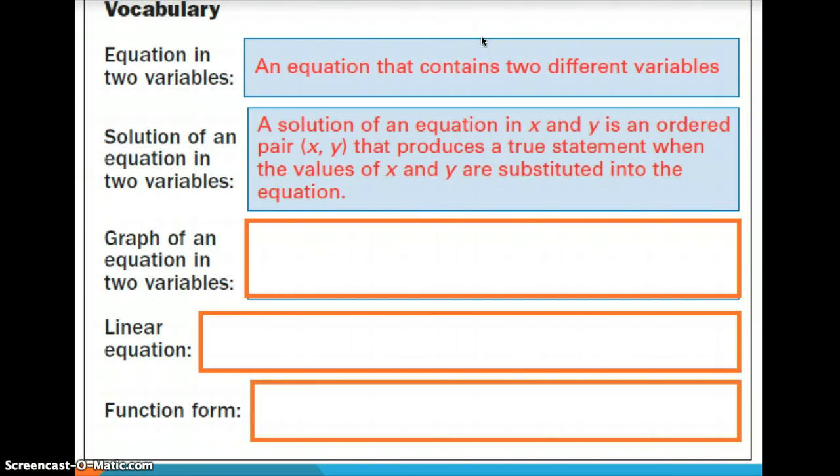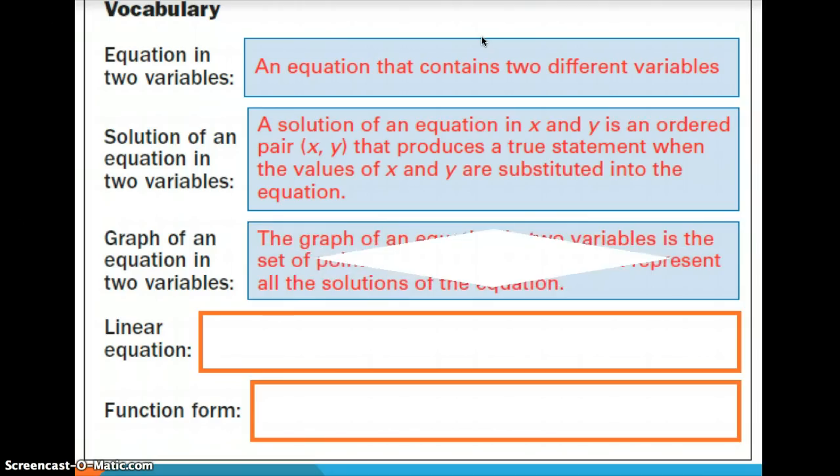Graph of an equation in two variables. The graph of an equation in two variables is the set of points, start there, the set of points in a coordinate plane that represent all solutions of the equation.